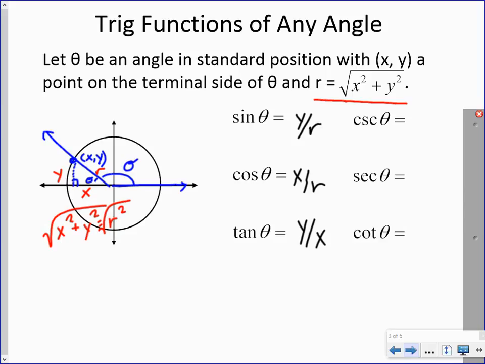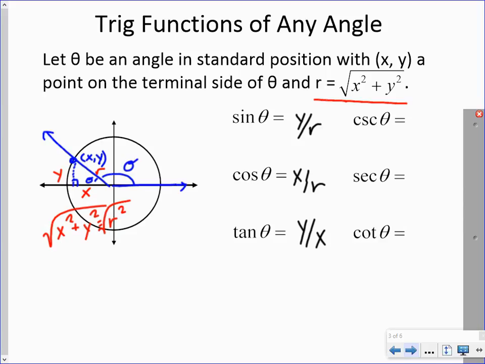Why do I have over r instead of just y and x for sine and cosine? Because the radius isn't always 1. We are not guaranteed that this is actually on the unit circle, right? This is any angle. It could be an angle that's not on the unit circle. So I don't know if the radius of this is 1 or not. Technically these are the same definitions for the unit circle, but on the unit circle, r is equal to 1, so we could say sine is y, cosine is x.